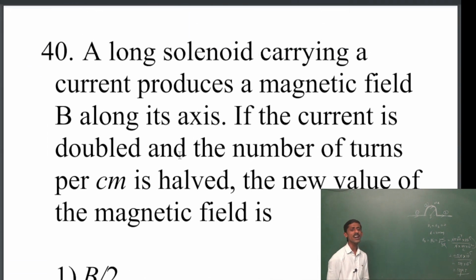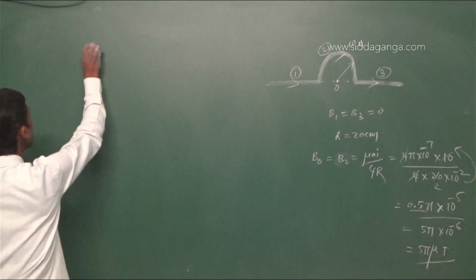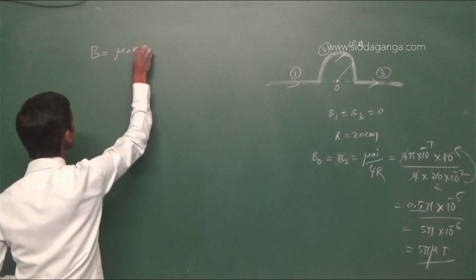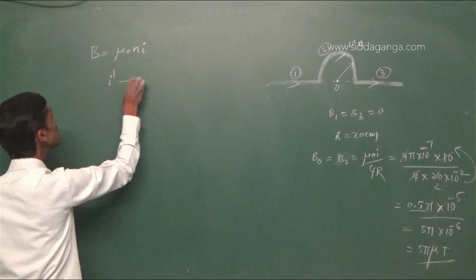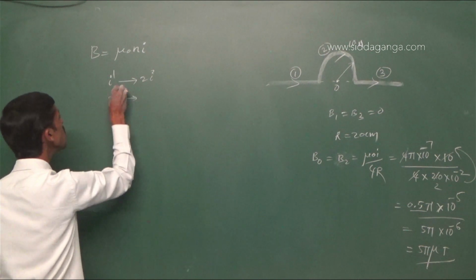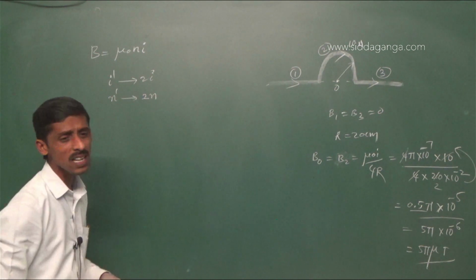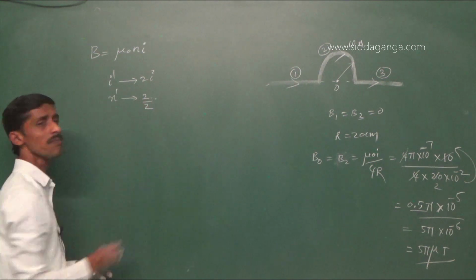A long solenoid carrying a current produces a magnetic field B along its axis. If the current is doubled and the number of turns per centimeter is halved, that is, number of turns per unit length, same n. What is the new value of the magnetic field? The magnetic field at a point inside the solenoid is mu naught n i. If the current gets doubled and the number of turns per unit length is also reduced to half, what happens?